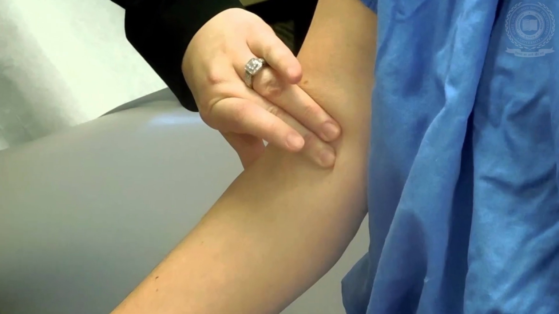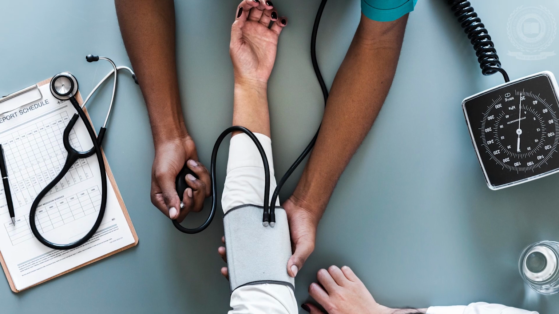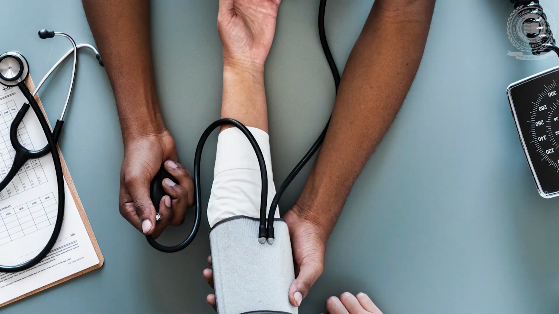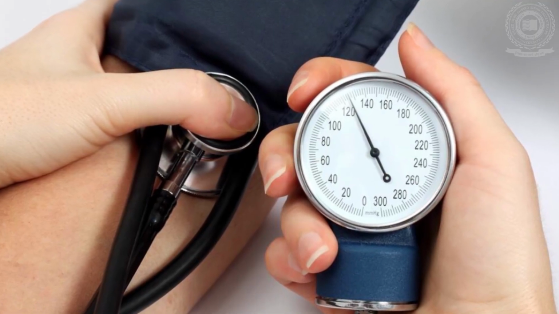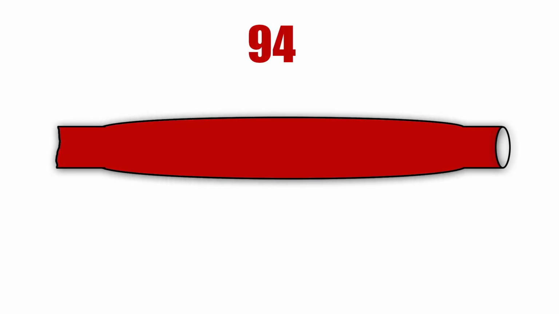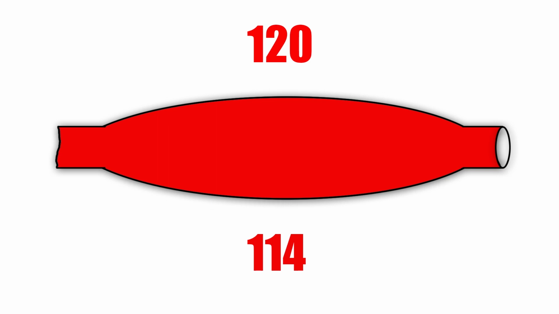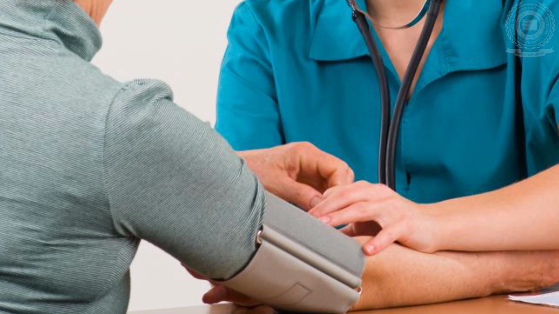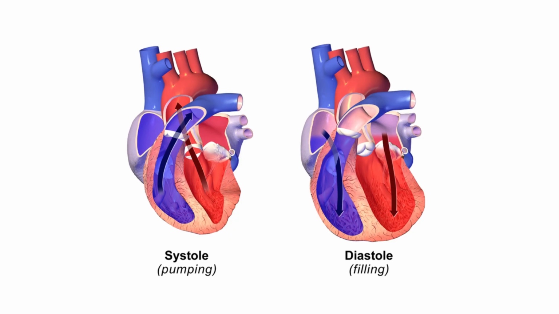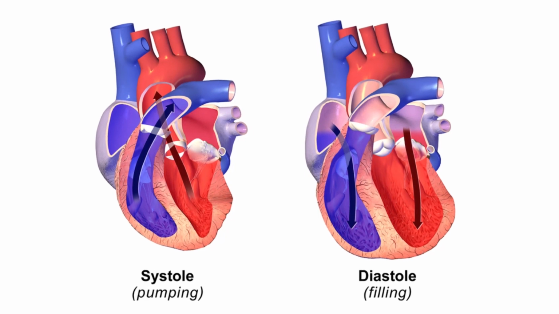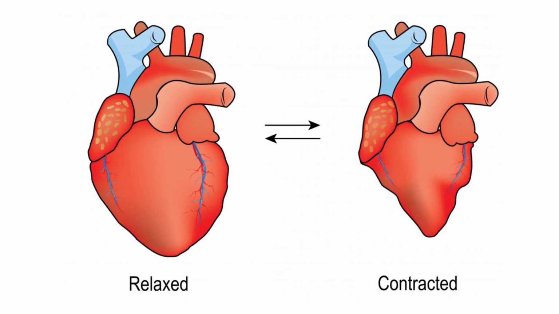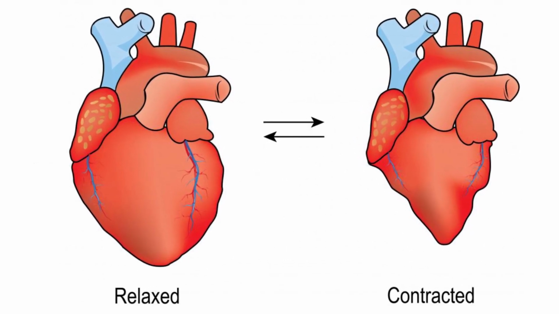Palpate the brachial artery and place the stethoscope gently over the brachial artery. Inflate the cuff to 30 mm of Hg above the previous reading. The cuff is deflated at a rate of 2 to 3 mm of Hg per second and the Korotkoff sounds are listened for. Korotkoff I, when the sound is first heard, is equal to the systolic value. Korotkoff V, when the last sound is heard, is equal to the diastolic value.